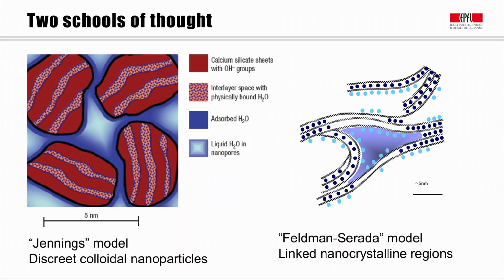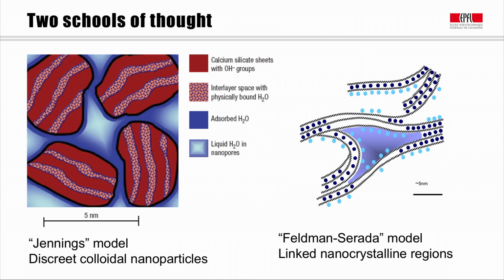Really there are two schools of thought about the structure of CSH. On the left here, we see the very widely cited model that originated with Jennings. Jennings did a lot of work around this idea of a colloidal model of CSH. What do we mean by this colloidal model? We mean that the little areas of CSH are discrete nanoparticles which are not linked together. And these discrete nanoparticles are made up of about four or five layers of the CSH.